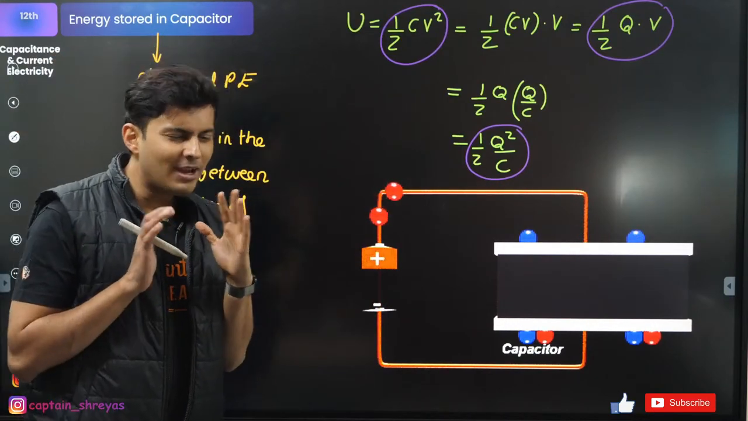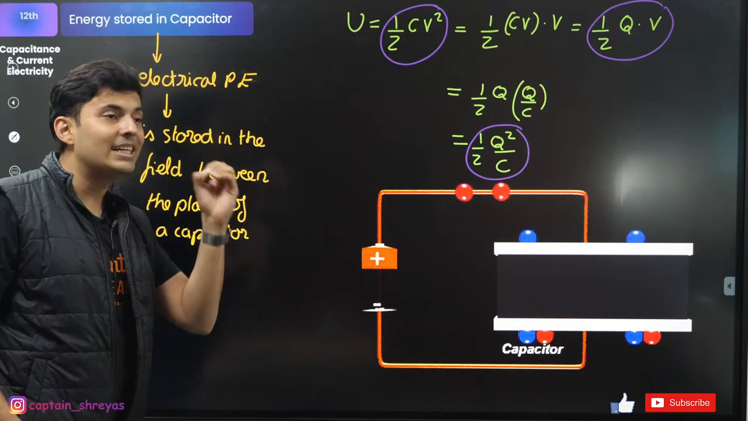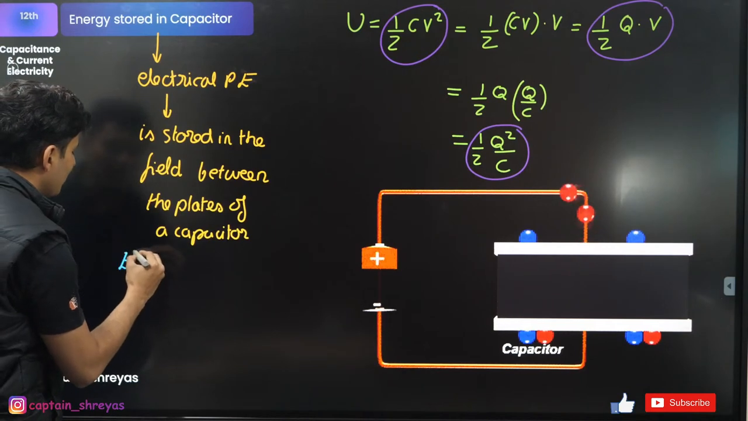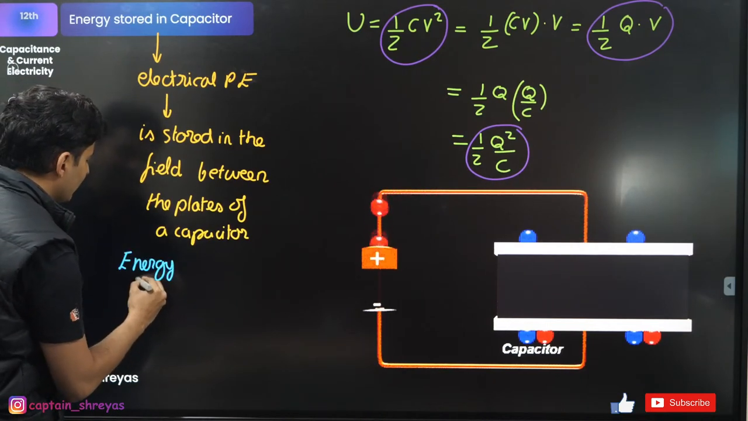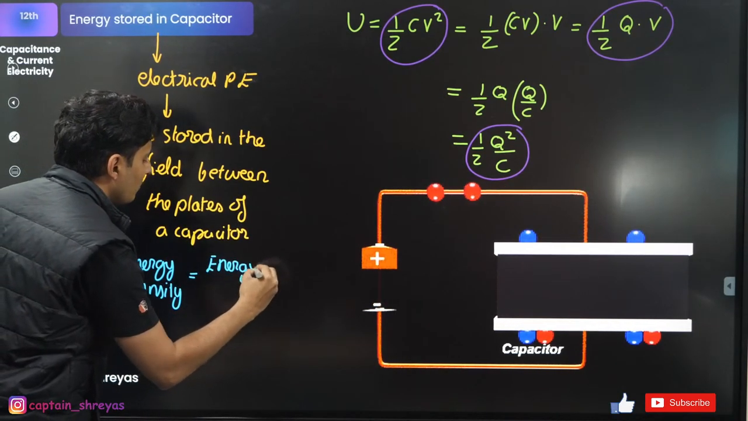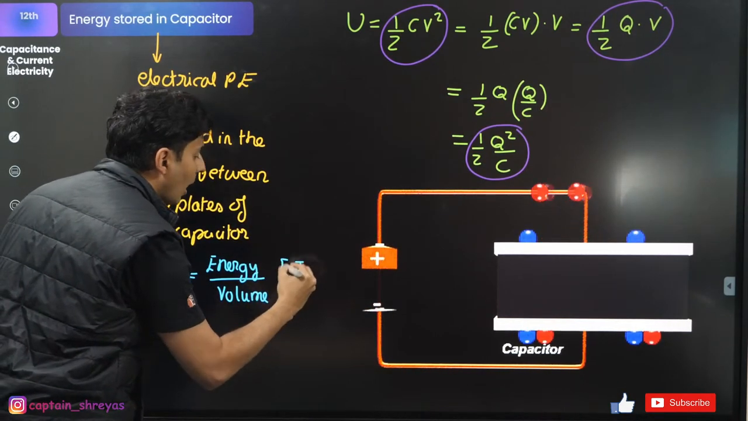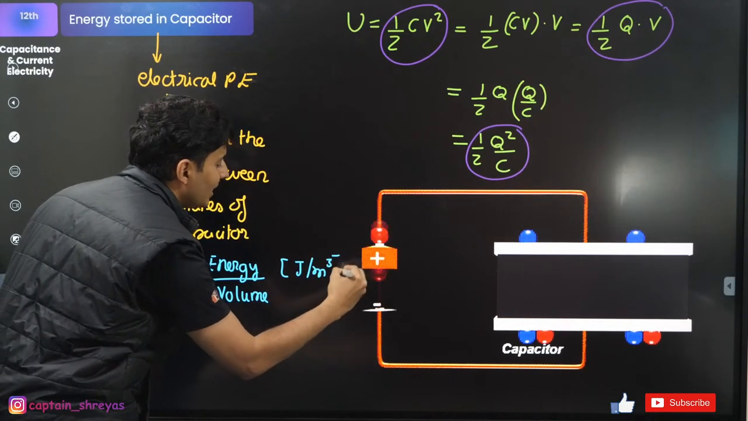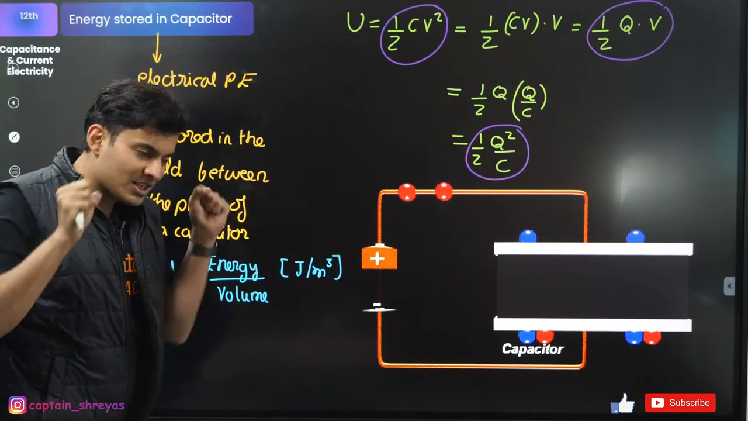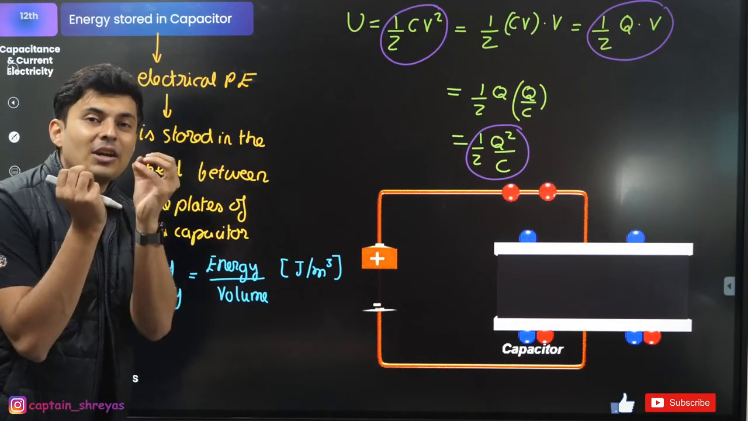There is one more formula which you might need very rarely, but I'm giving it to you in case such a question comes. And that is energy density. Now, what do you mean by energy density, guys? The meaning of energy density is how much energy is there per unit volume. So unit wise, it will be how many joules of energy there are in one cubic meter. So in this volume, how much energy is pressed into that? How much is put inside that volume? That is the density of the energy.